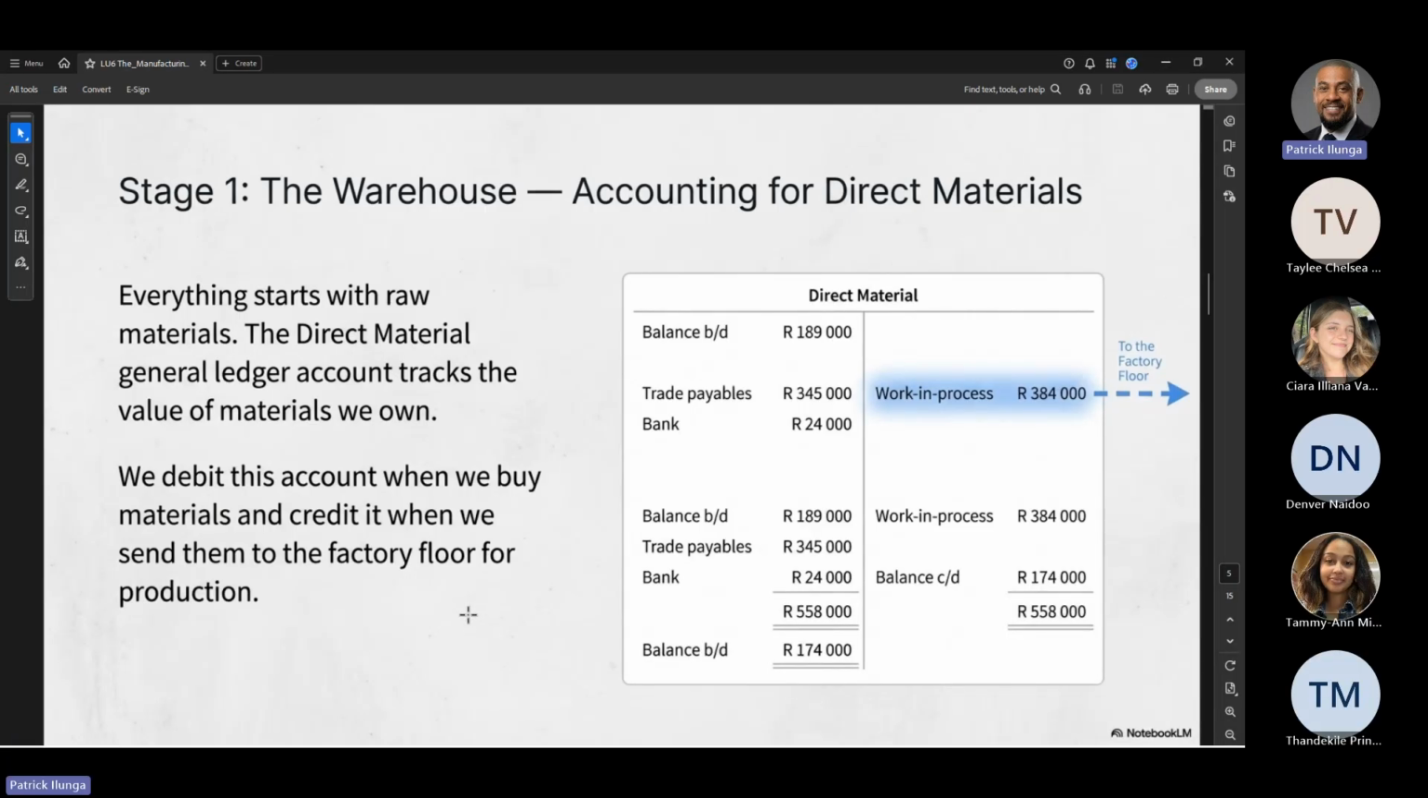All right. So everything starts with raw materials, the direct material general ledger account. It tracks the value of materials we own. So we bring in materials. By the way, when we bring in material, what is that called? Do we credit or do we debit? So you can see that the material came in. All right. So we will go to that. So we debit this account because it's a plus.